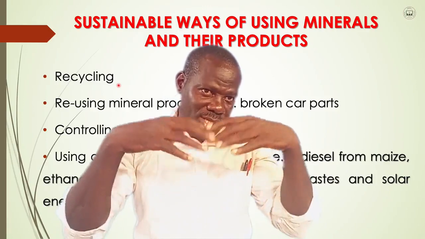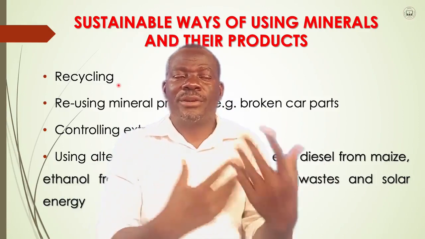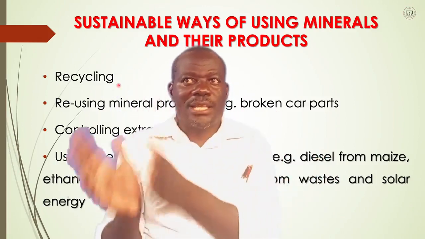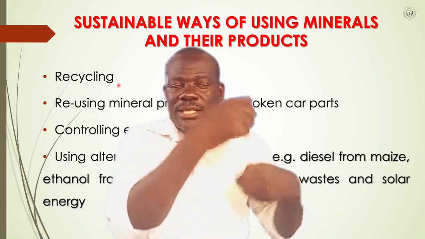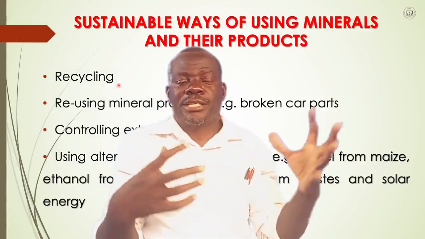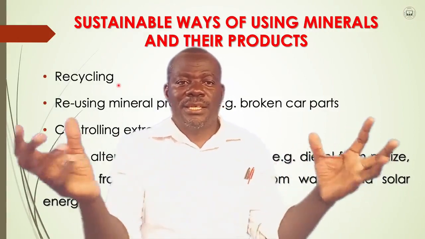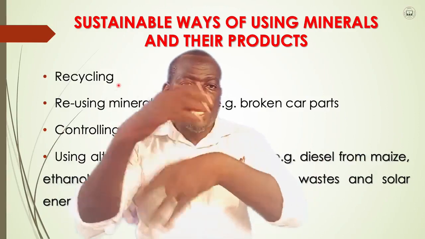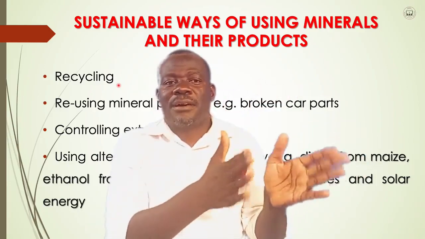Some minerals can be used many times. For example, we have talked of iron. Sometimes we used iron for another thing, then you are no longer using that one, then you can get it and recycle that iron. That's why we see that there are companies that buy the scraps, like the cars that were involved in accidents and the like. They get all the scraps, go and recycle them, and they produce the same iron and other materials as well.